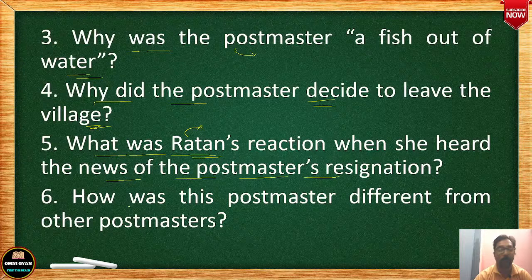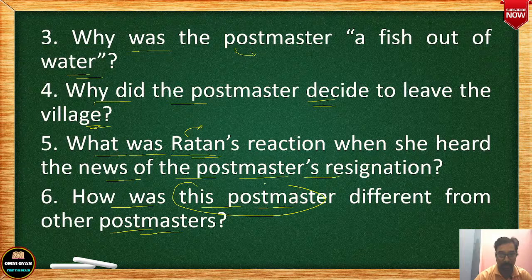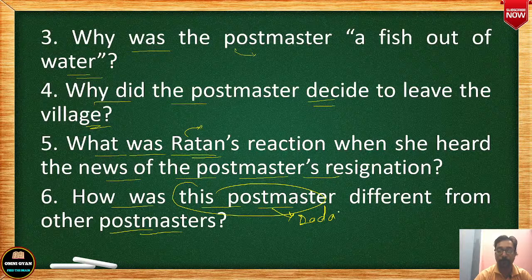How was this postmaster different from the other postmasters? This particular postmaster, that is Dada Babu, lovingly Ratan addressed him as Dada Babu. So this postmaster Dada Babu was different from the other postmasters because he was the only postmaster who loved Ratan and taught Ratan how to read and write. That is why he was very loving towards Ratan, just like his younger sister. And that is why he was different from the other postmasters. The other postmasters thought that Ratan was only a servant and nothing else. But this postmaster did not think like that. Okay.